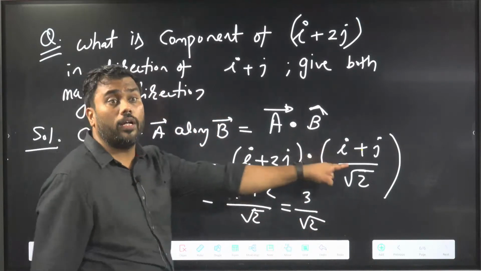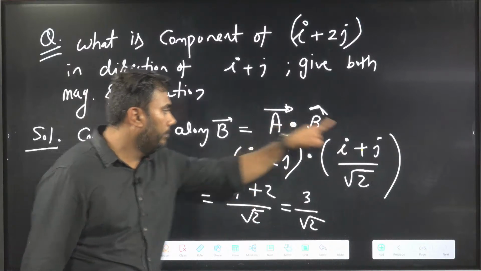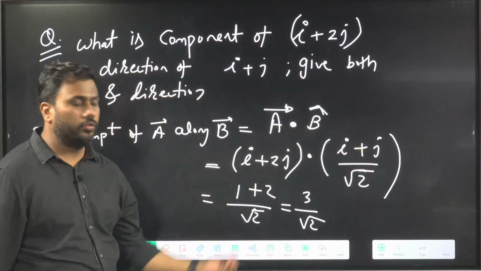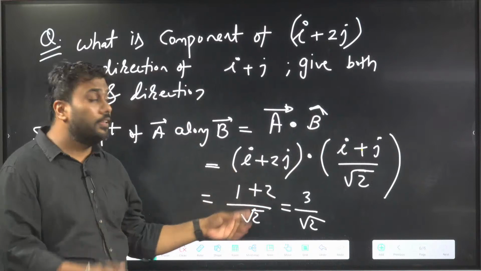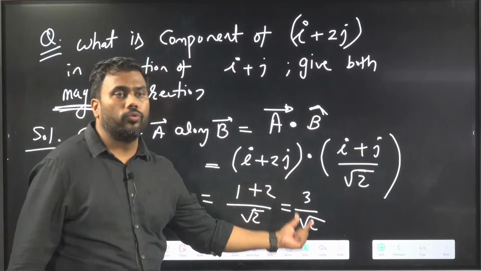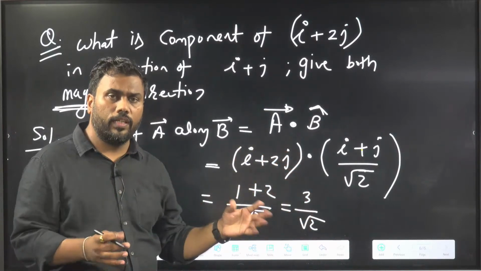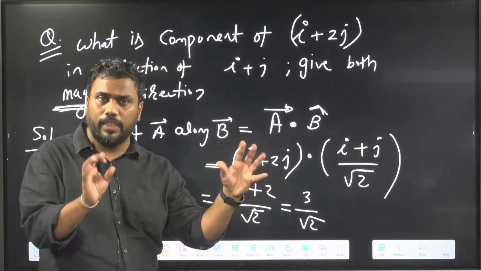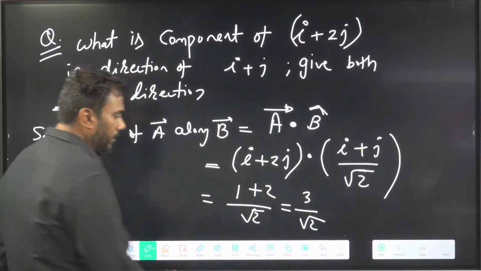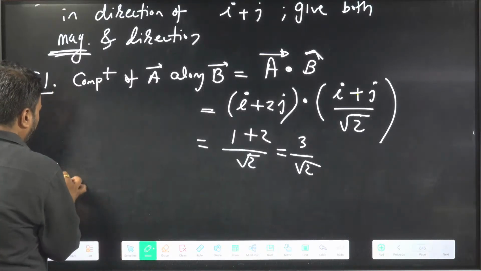How to take the dot product? We take i component into i component and j component into j component. So the answer is 3 by root 2. This is the magnitude of the component. Sometimes they want direction, they want a vector. If the options are in terms of I cap, j cap, that means they want a vector answer.